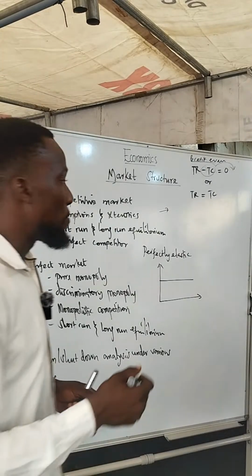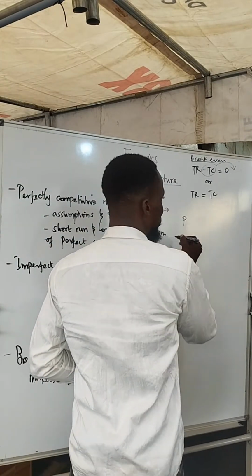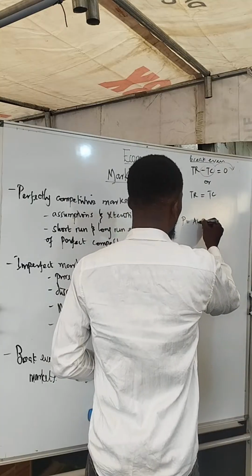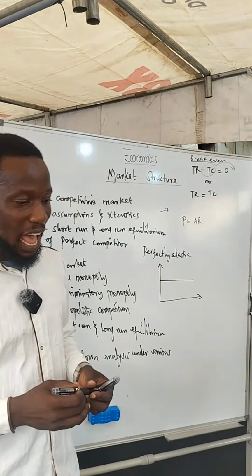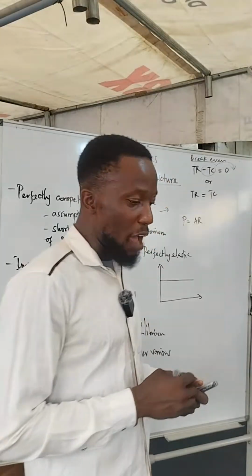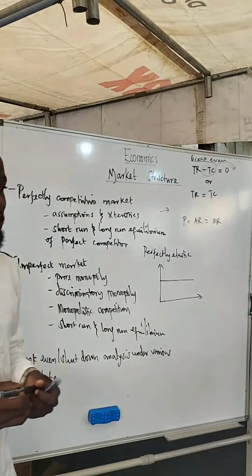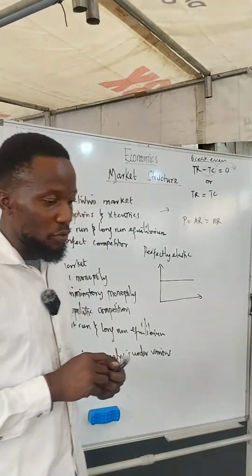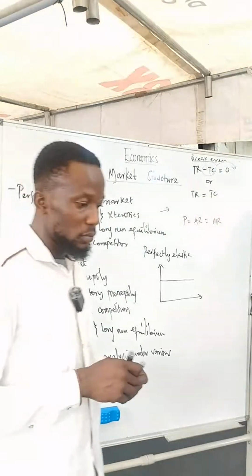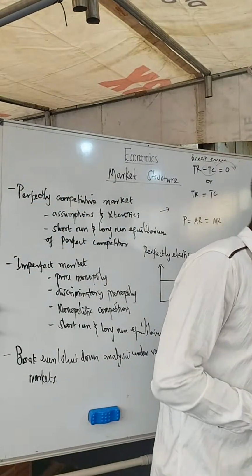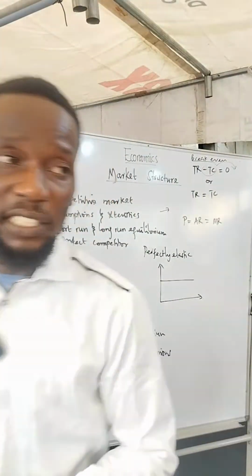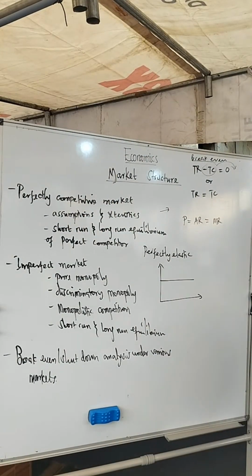Another one is that in perfect competition, price equals average revenue. Price equals what? Average revenue. And average revenue equals marginal revenue. Price equals marginal revenue. So you always see this in JAMB questions. Is that taken? Do you understand? Price equals average revenue, and price is also marginal revenue. So those who are watching from home, I hope you understand what we are doing.